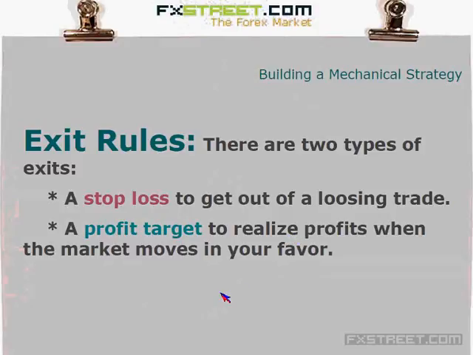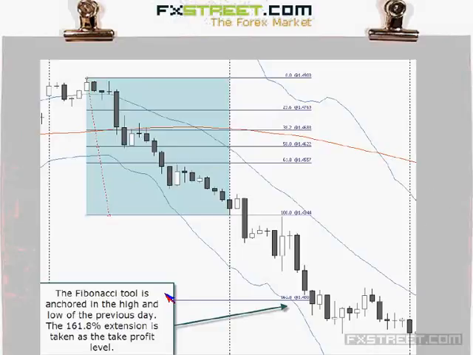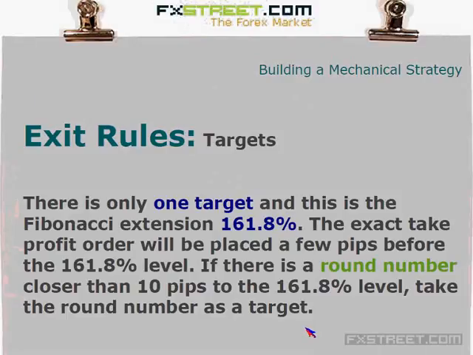For the exit rules, there are two types of exits. Obviously, there is a stop loss to get out of a losing trade, and there is a profit target to realize profits when the market moves in your favor. This is where the Fibonacci tool comes into action, for me to measure the potential of the breakout. The Fibonacci 1.618 is always taken as the profit level of the breakout. Regarding targets, there is only one target.